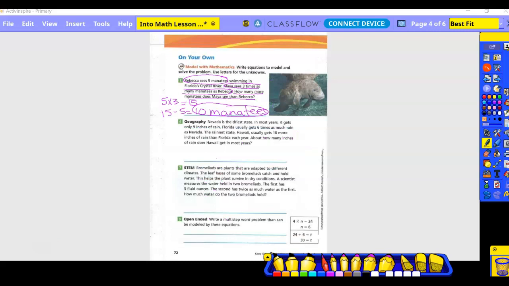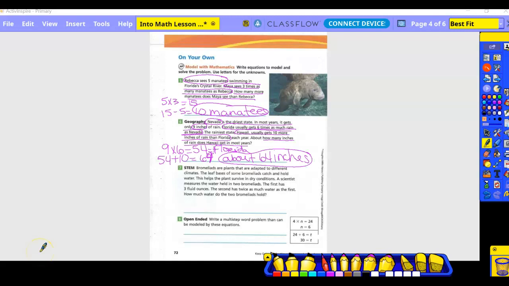For number 5, we went ahead and read our problem and pulled out our information. We decided that we were going to have to figure out how many manatees Maya saw. So we took 5 times 3, which got us 15. And then we needed to figure out the difference between how many each one saw. So we took 15 minus 5 and got 10 more manatees.